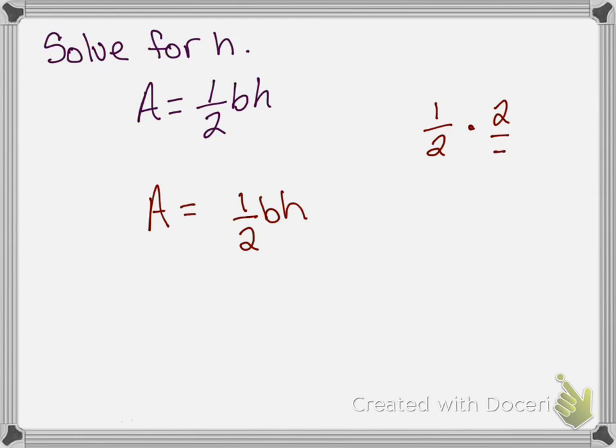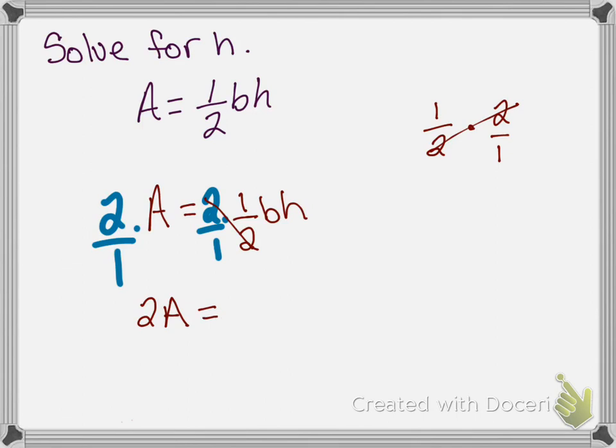So when I've got 2 over 1, my 2's cancel. Okay? I want to make sure that it's 2 over 1. My 2's cancel, and I'm left with 1. And so that's what I'm going to do right here. I'm going to multiply this times 2 over 1. And when I do that, my 2's cancel. So I'm left with 2A equals base times height, or BH.